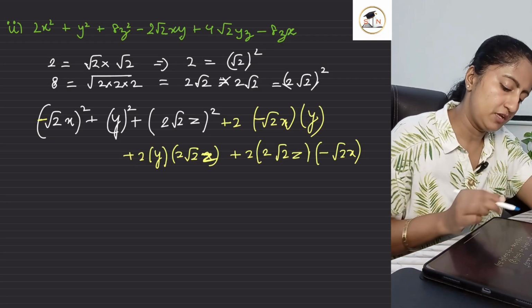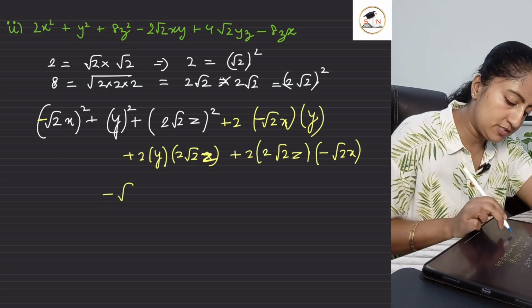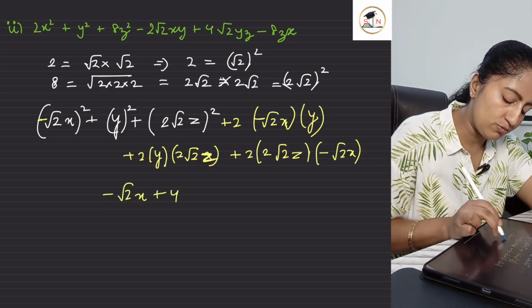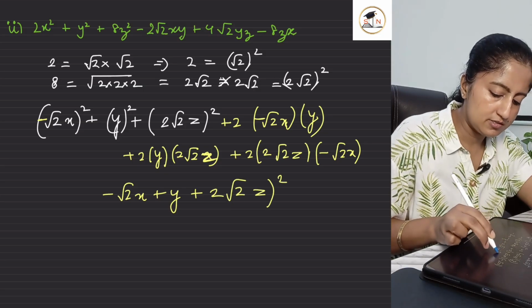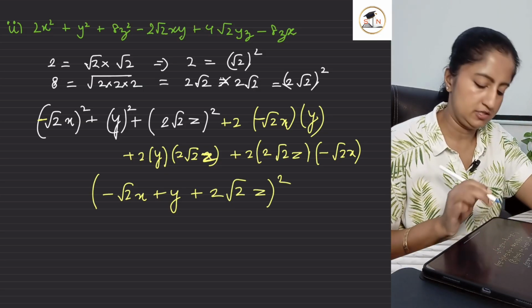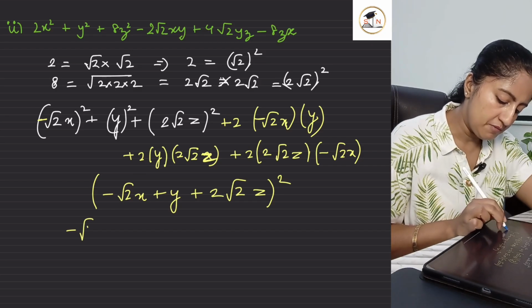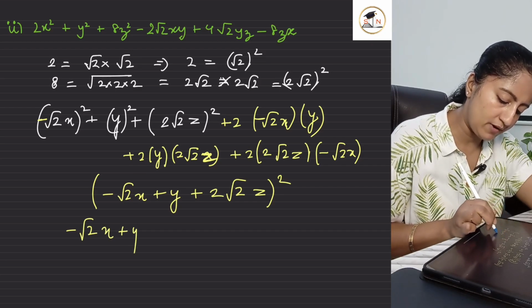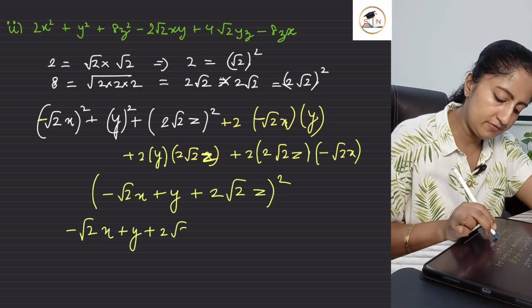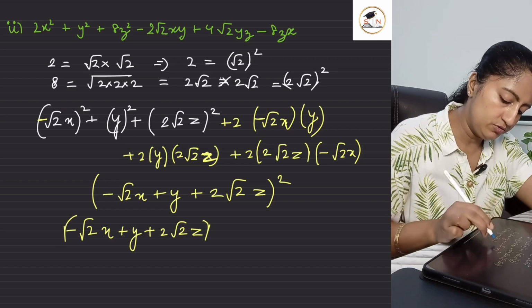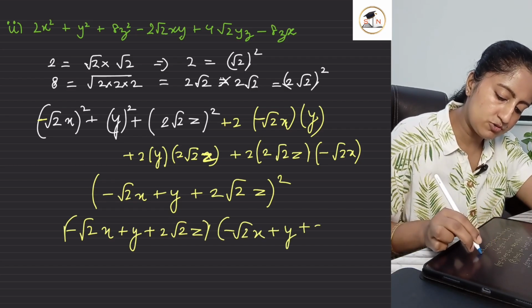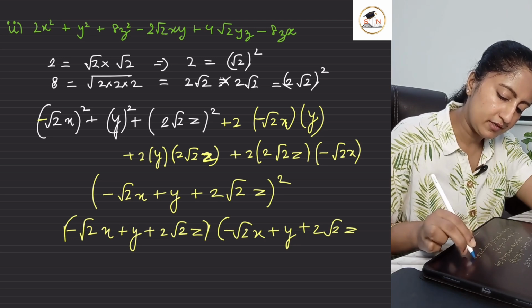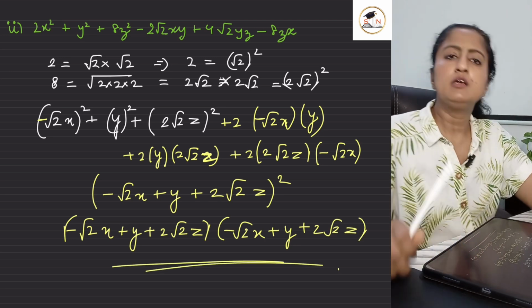Okay, so moving on. (−√2x + y + 2√2z) whole square. So writing the final factors: (−√2x + y + 2√2z) into (−√2x + y + 2√2z), and that's all.